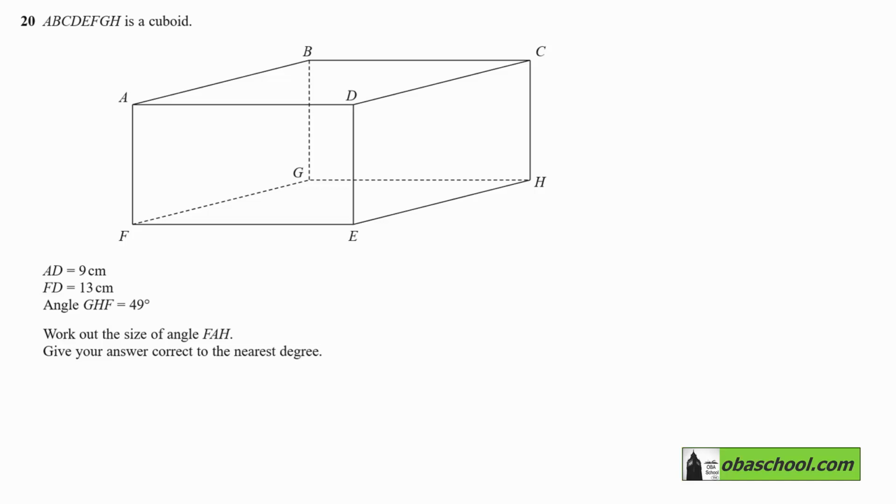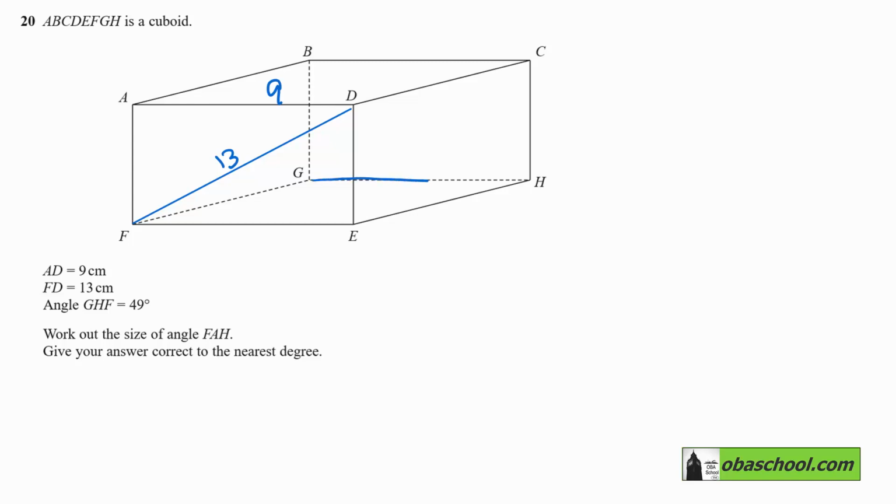ABCDEFGH is a cuboid. AD is 9 centimeters. FD is 13 centimeters. FD would be this diagonal just here, and that one is 13. Angle GHF.